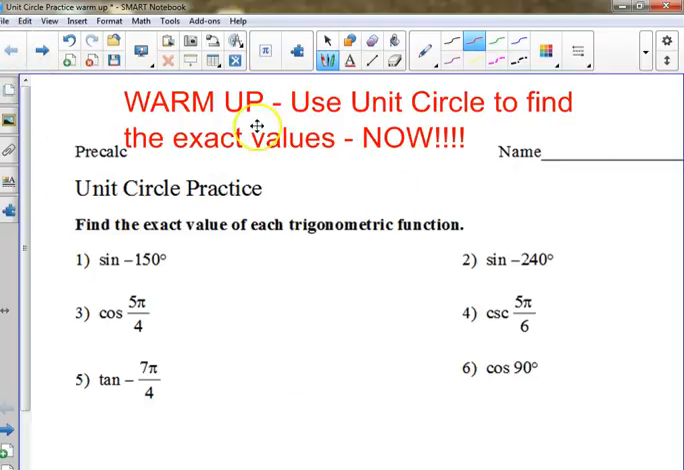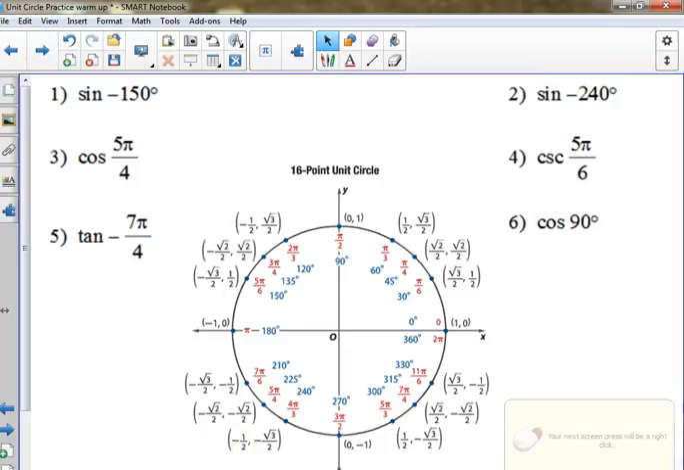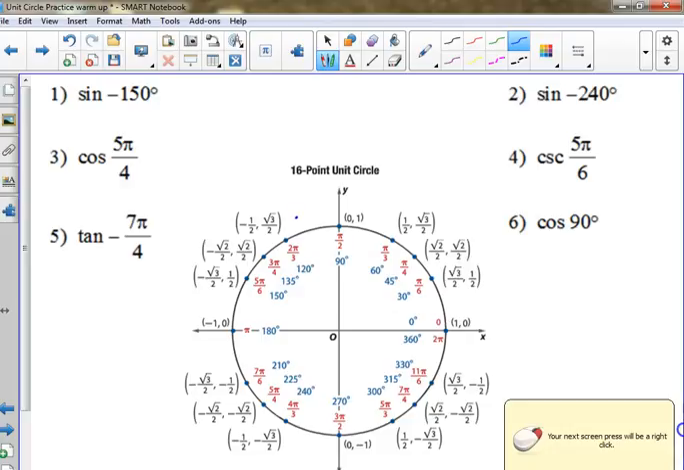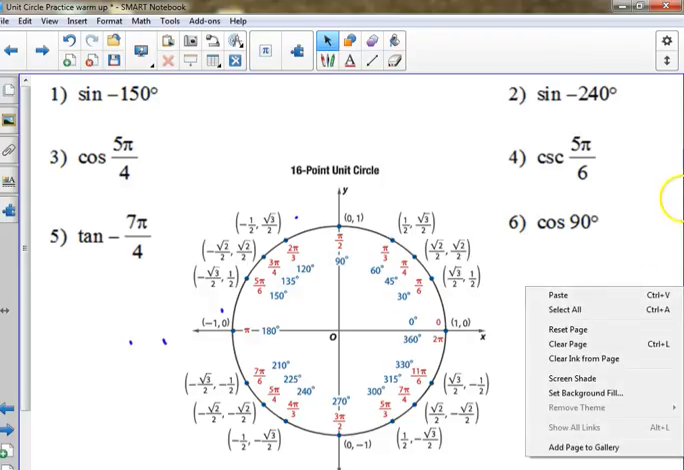Okay, this is the warm up. Here we go. Why is my cursor not working though? Hello, come on. All right, here we go.